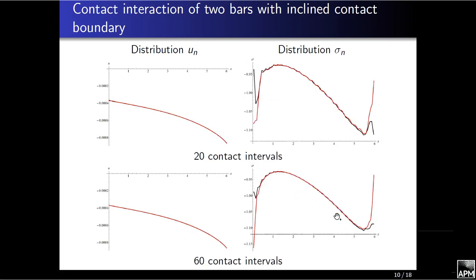But if we increase the number of contact intervals, our solution improves. For displacement, the solution is good, and more importantly, the solution is good for stresses. We have some divergence in the corners, but it can be explained by stress concentrators.